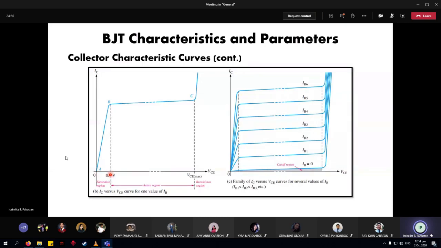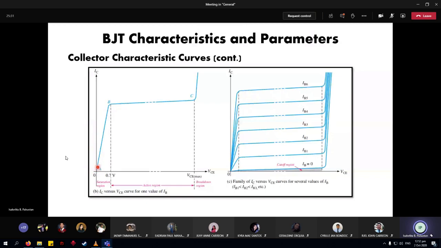Across the VCE, you know where the VCE is, that is across the collector and the emitter. If the voltage there is from 0 up to just before the knee, you will see that the current is increasing. So, pagka ganun yung nakukuha nyo sa experiment, that the IC is increasing until your VCE reaches almost 0.7, that will be okay. Okay yon.